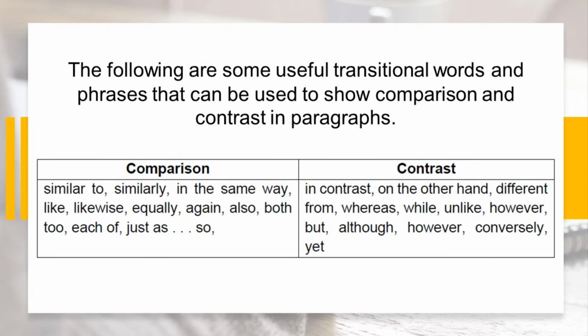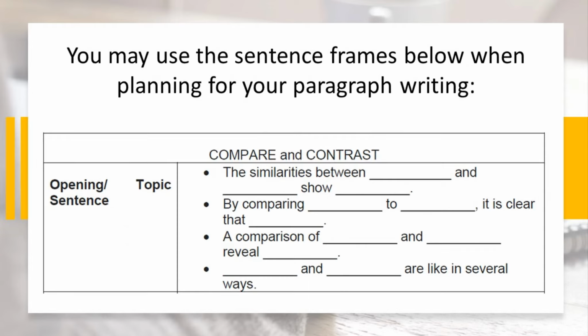The following are some useful transitional words and phrases that can be used to show comparison and contrast in paragraphs. Comparison: similar to, similarly, in the same way, like, likewise, equally, again, also, both, each of, just as. Contrast: in contrast, on the other hand, different from, whereas, while, unlike, however, but, although, conversely, yet. You may use the sentence frames below when planning for your paragraph writing.